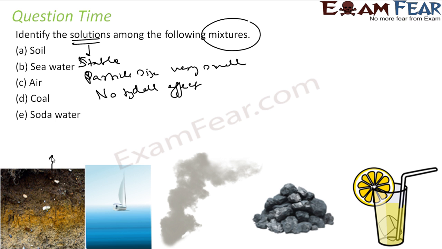Soil. Soil, if you see, has so many things. It has so many minerals, right? It has dead bodies of the plants also. So it is not a solution at all. It has so many big particles. In fact, a solution has to be homogeneous, right? So this is heterogeneous. So soil is not a solution.